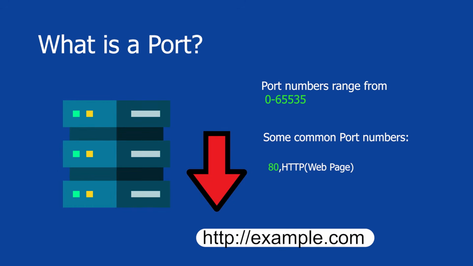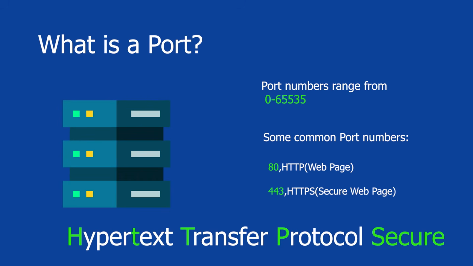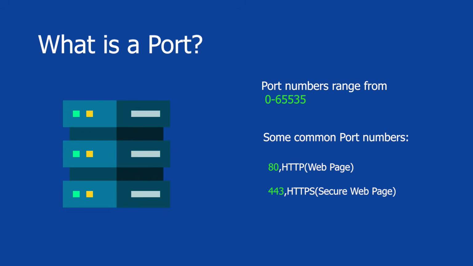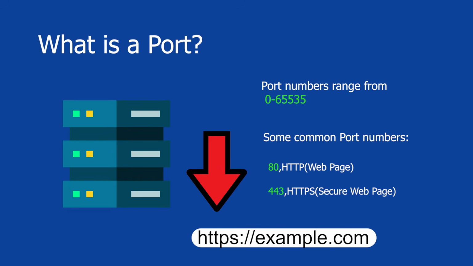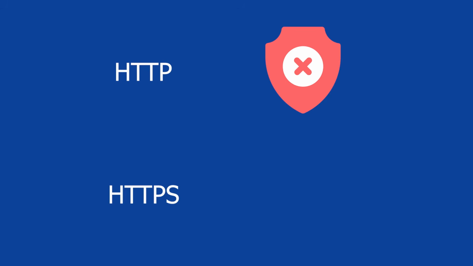Port 80 is associated with HTTP, which means Hypertext Transfer Protocol, and we can see HTTP at the start of web addresses. HTTP is often used for websites, and it's insecure because data isn't encrypted. Port 443 is associated with HTTPS. The difference from HTTP is that the S stands for secure, so it's called Hypertext Transfer Protocol Secure. You can also see it at the start of web addresses. The main difference is that data is encrypted, which means HTTP is insecure. HTTPS is secure.